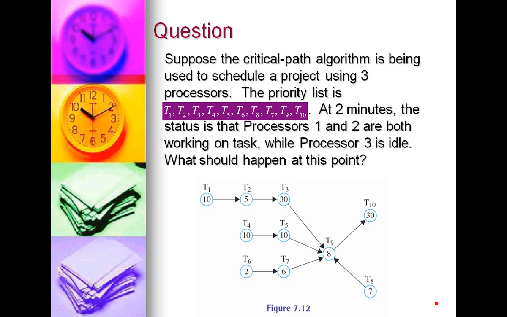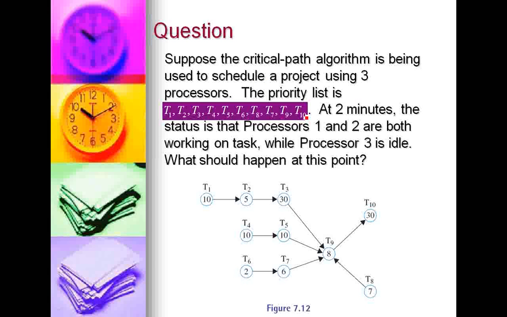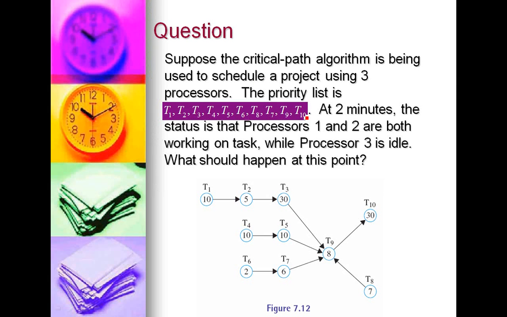So what's going on is we have a critical path algorithm being used on a project with 3 processors, and we have the priority list here, which is where you just find the critical path priority list like we did in the last couple of examples. At the 2-minute mark, processor 1 and processor 2 are both working on a task while processor 3 is idle. What should happen at this point?